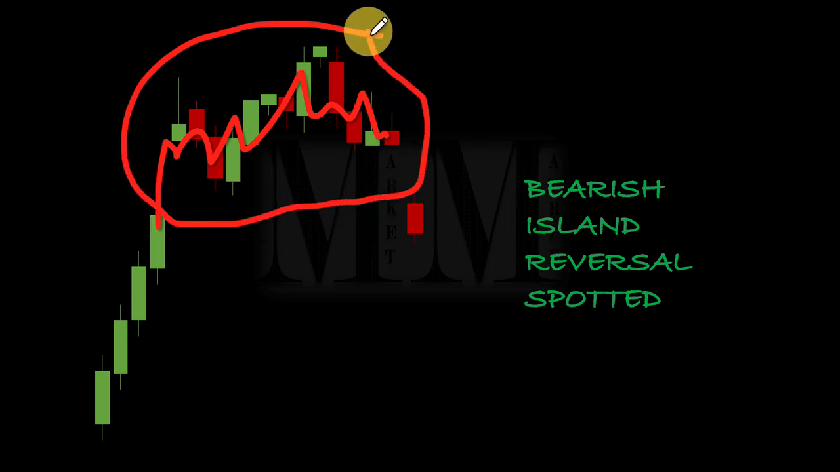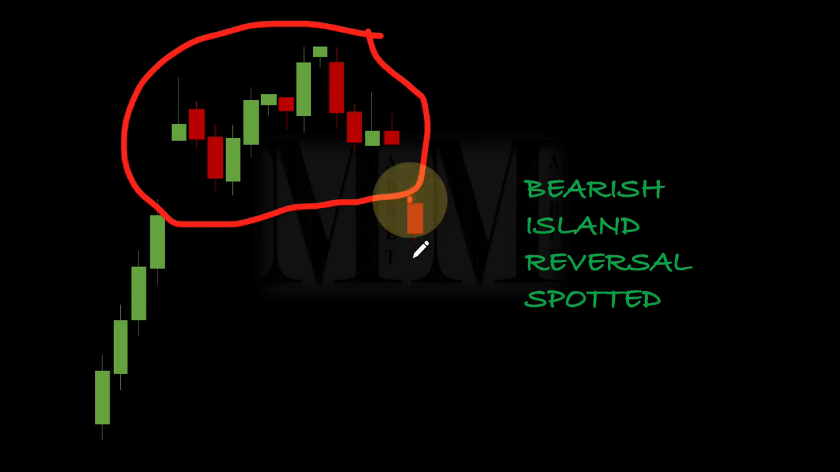So what we see here is the stock gaps up over here, has this consolidation, and you notice this over here is isolated. The price action is isolated. That's why it's called the island. Islands are isolated. And then we have the gap down over here. So you notice the gap and the gap over here. So over here, we can now spot the bearish island reversal.